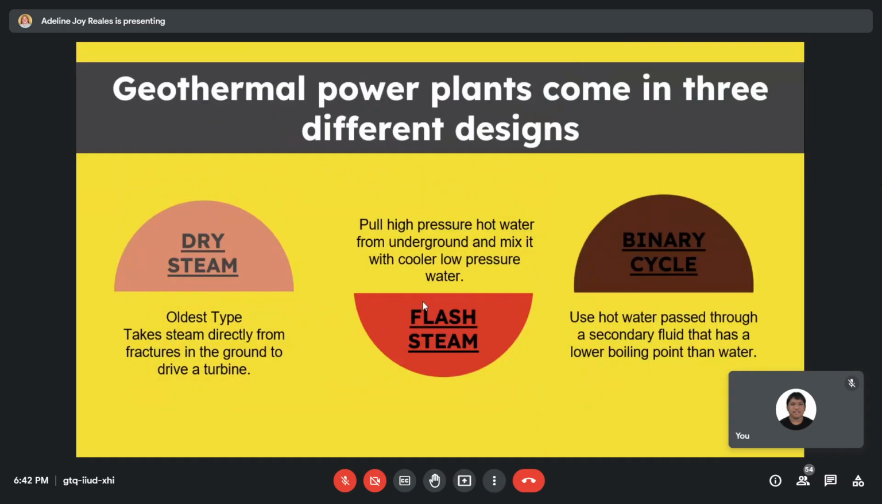So geothermal power plants come in 3 different designs. First is the dry steam, the flash steam, and the binary cycle.